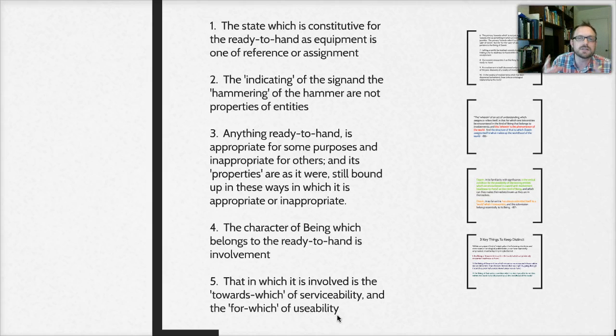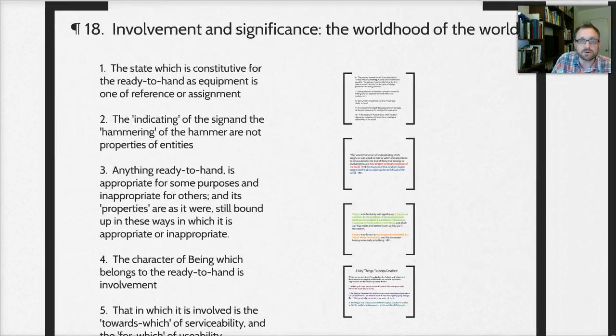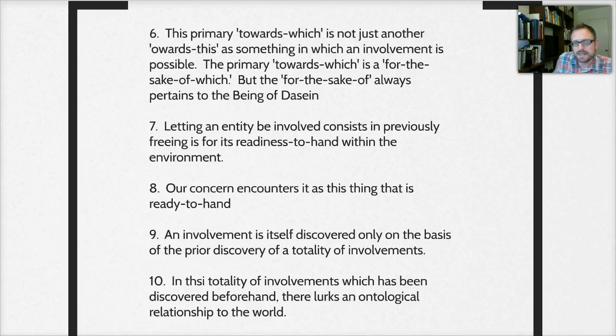By the way, this is where Heidegger's language just gets difficult. And I think he knows it himself, but he's not sure how else to proceed. So we have this sort of important distinction here. Now, number six, though, this primary towards which is not just another towards this as something in which an involvement is possible. The primary towards which is a for the sake of which, right? But for the sake of which always pertains to the being of Dasein. So the idea here is that when I recognize that I can use this towards some task, that task is not just random. That task is organized by me, by the being of Dasein.